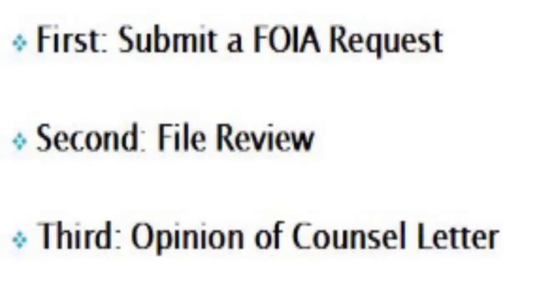So follow these three steps. One, you submit the FOIA request to the government. Two, you, or hopefully your attorney, review that file, every page, very carefully. And third, the attorney gives you what we call an opinion of counsel letter. After reviewing the file and finding things, the attorney will write you two or three pages in the opinion of counsel letter: we think your alternatives are A and B, and B is the better alternative.